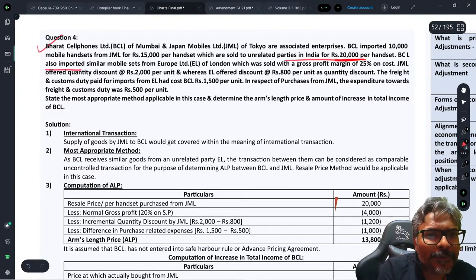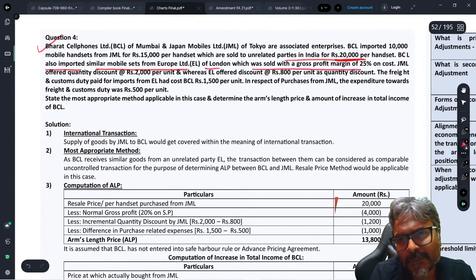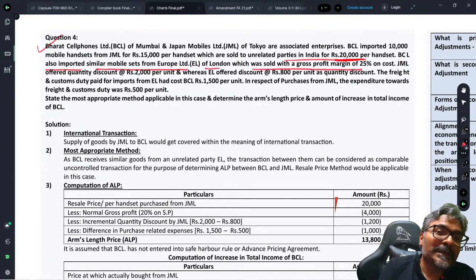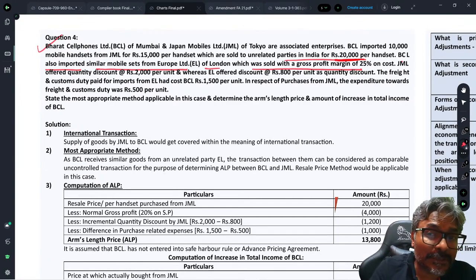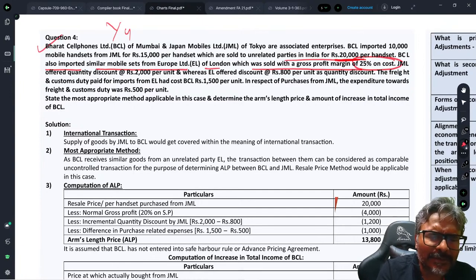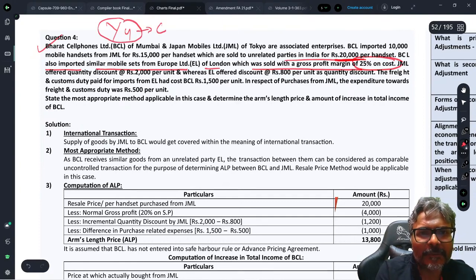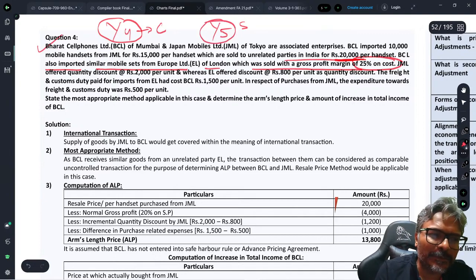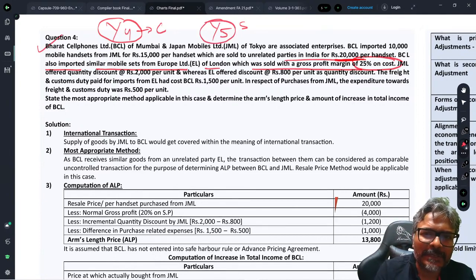BCL also imported similar mobile sets from Europe Limited of London, which were sold with a gross profit margin of 25% on cost. So students, be careful. Now this is on cost. What did I tell you, students? Do I require the margin on cost or selling price? In the resale price method, do I require the margin on cost or selling price? It is on selling price. So they have given us 1/4 on cost. So how much at selling price? 1/5 on selling price. All of you know this calculation, no need to explain. If it is 1/4 on the cost, then it has to be 1/5 on the selling price. Okay, fine.